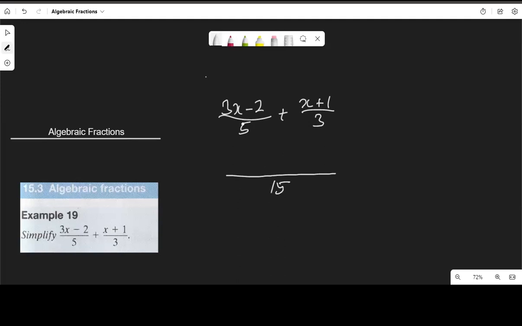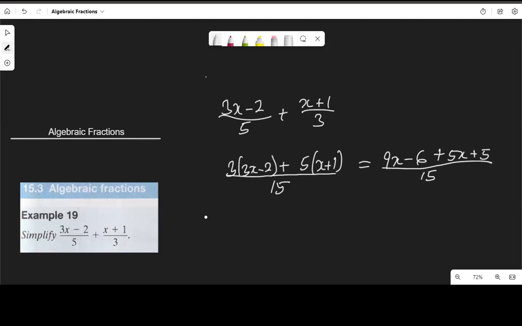So 15 divided by 5 is 3. Then we multiply that 3 by the numerator. So I have 3 times (3x minus 2) plus 15 divided by 3 is 5, 5 times (x plus 1). Now, distributing this, 3 multiplied by 3x is 9x, and 3 multiplied by negative 2 is negative 6, plus 5 multiplied by x is 5x, and 5 multiplied by 1 is 5, all over 15.